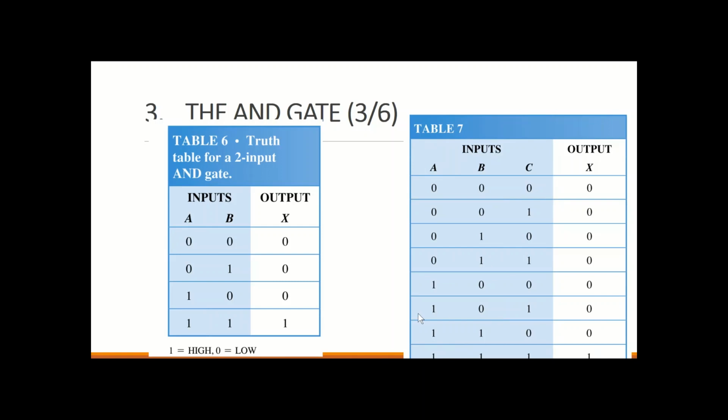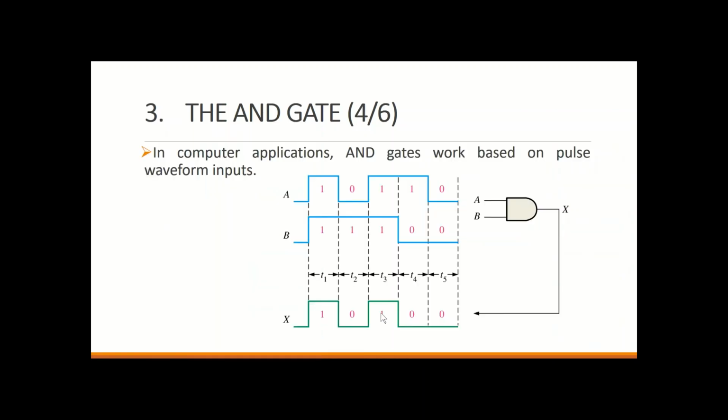It's extremely simple as is, but sometimes we get waveforms. Now when we get waveforms, we need to have at least 2 waveforms, that means 2 inputs, and the output will be based on these 2 inputs.